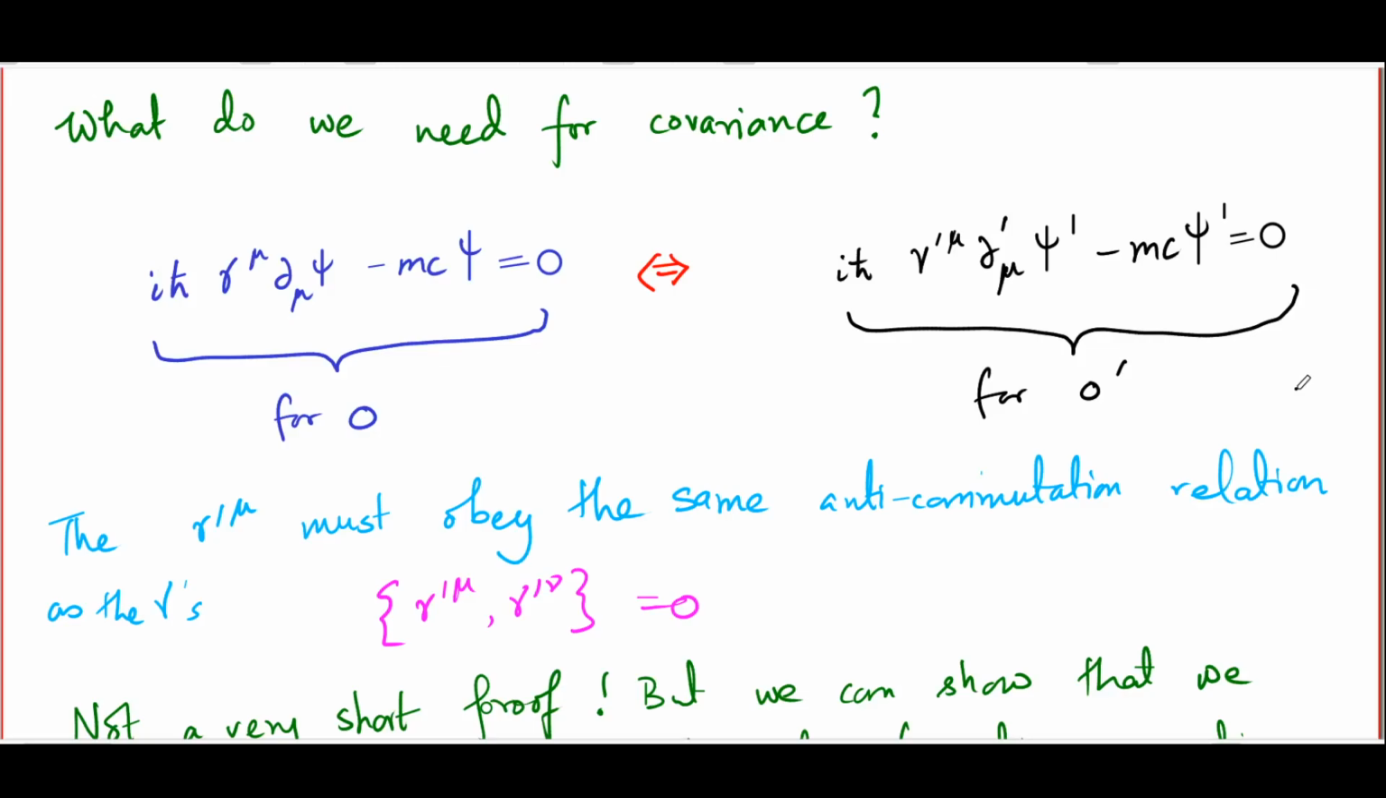Now, because we have to demand that the Klein-Gordon equation stays equally valid in both frames, remember that is the embodiment of the energy-momentum relationship, any relativistic equation has to imply that the γ'^μ's must satisfy the same anti-commutation relation as the γ's did. So γ'^μ γ'^ν is 0 for μ not equal to ν, but in general you would be able to write this down as twice η^μν I4.